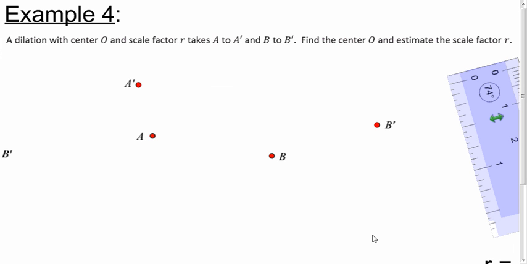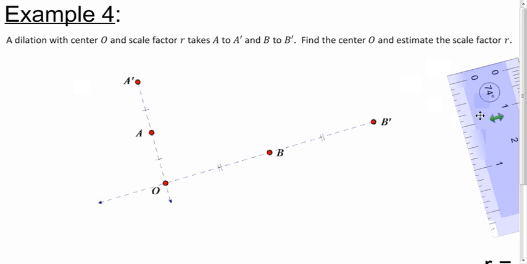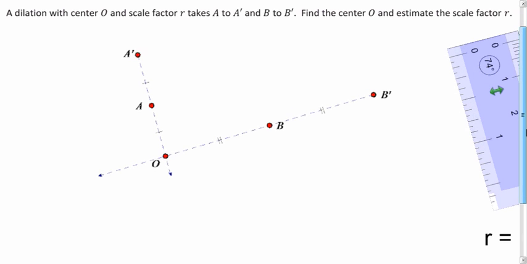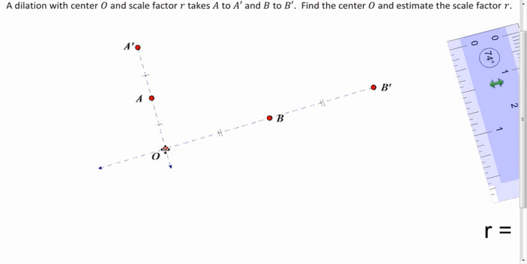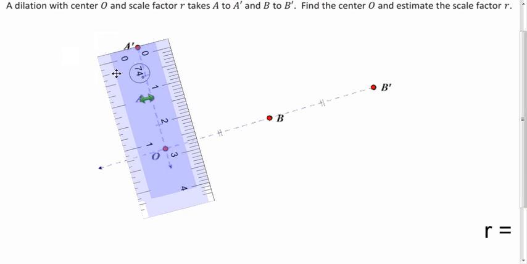Some more practice with dilations. We want to find the center of dilation, and we want to find the scale factor. Try that, and I'll show you the solutions. So, to find the center, you connect the corresponding points, and these intersect at O. That's our center. To figure out the scale factor, you divide the distance from the center to a point in the image, A prime for me, by the distance from the center to the corresponding point in the pre-image, A. Your numbers might be different for your actual measurements. That's okay.